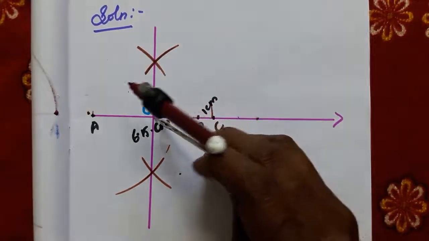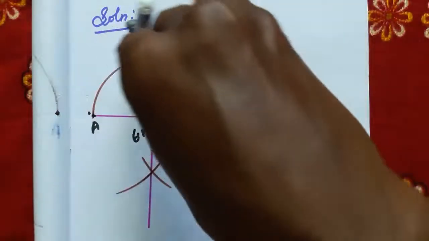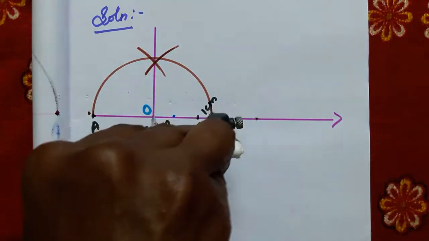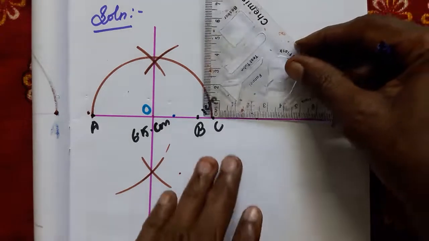With O as center, have to draw a arc. Can you understand this? Okay. Next, what we have to do? Draw a line perpendicular to AB.